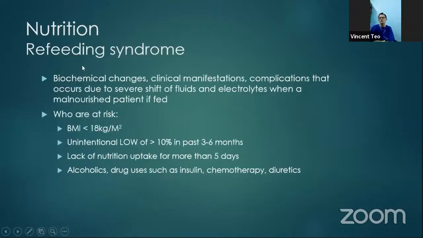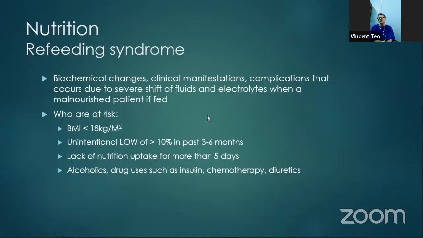Of course, if patients are malnourished, please bear in mind that they are at risk of refeeding syndrome, which is generally biochemical changes, clinical manifestations and complications that happen when you feed patients who are malnourished. That is basically due to the shift in fluid and electrolytes. As you start feeding, sugar goes into the cell, bringing in electrolytes such as phosphate to form ATP or potassium into the cell, and that generally causes hypophosphatemia, hypomagnesemia, and hypokalemia.